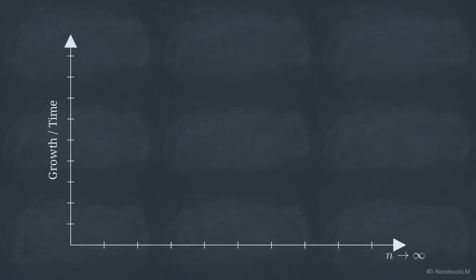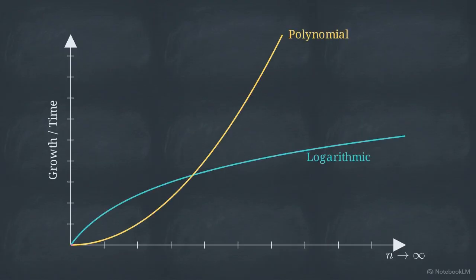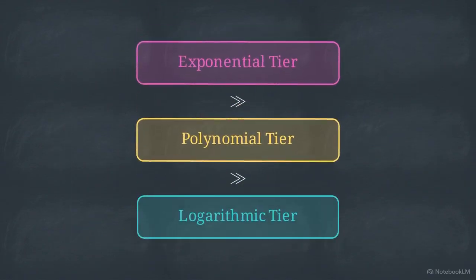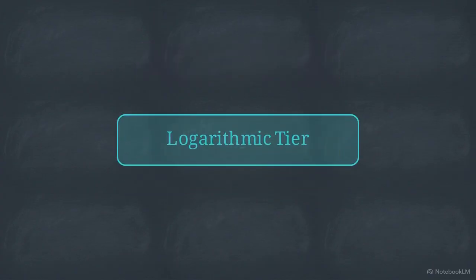On the graph tracking growth toward infinity, these three curves, logarithmic, polynomial, and exponential, do not just diverge, they move into entirely different scales of magnitude. In this hierarchy, any exponential function will eventually overtake any polynomial, and any polynomial will overtake any logarithm.